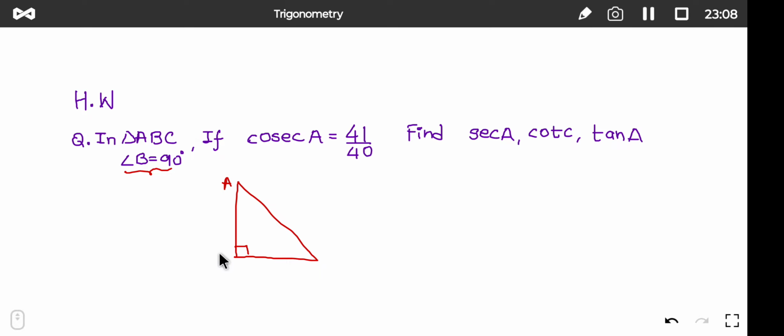ABC. So it is given that cosec is nothing but hypotenuse upon opposite, but from which angle? From angle A. So angle A is here. Hypotenuse is 41, so this will be 41k. And opposite of angle A, which is BC side, is given to be 40k. So you have to find out the AB side first of all by using Pythagoras theorem. Then you can find out the value of sec A, cot A and tan A.